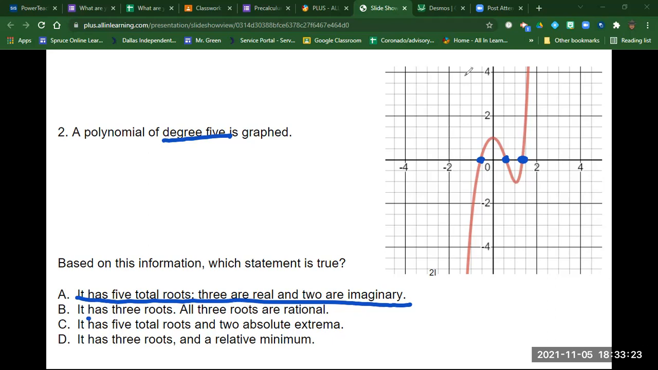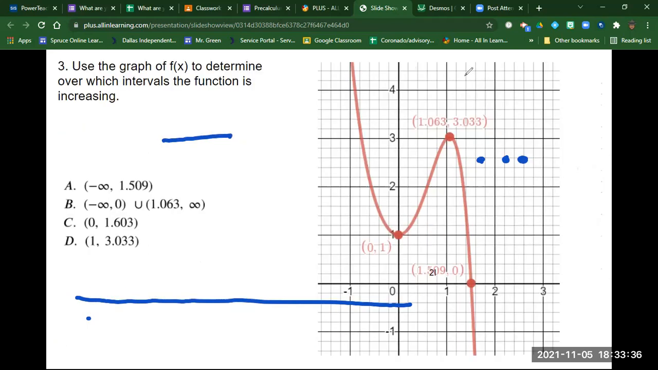Okay, let's go to the next. Whoops. I'm going to clear. Let's go to the next. We'll get better at this.